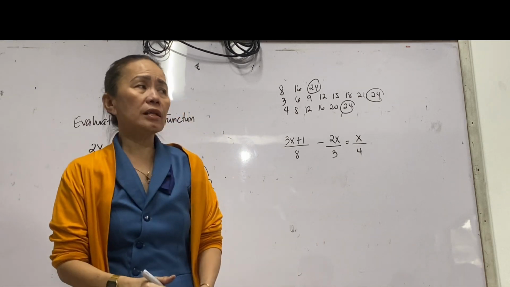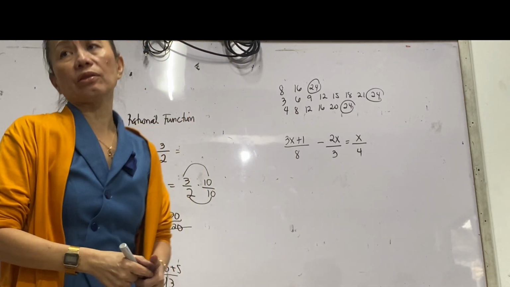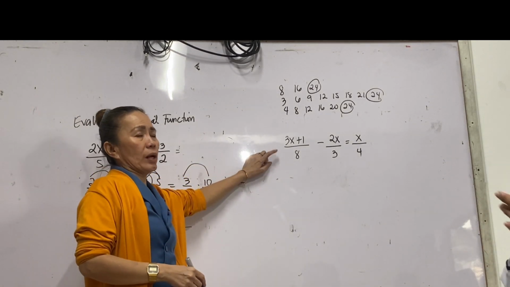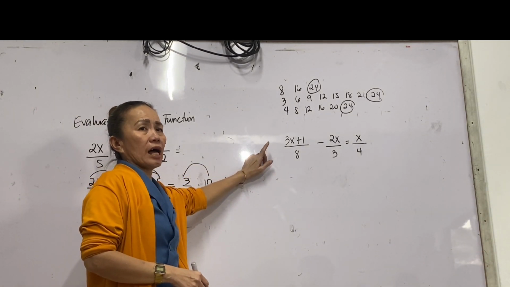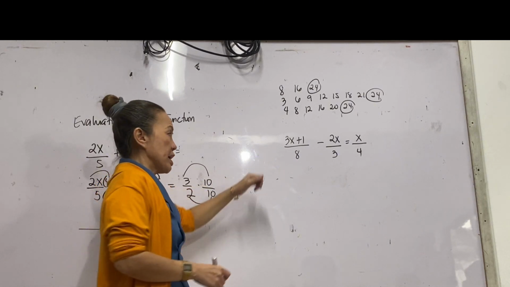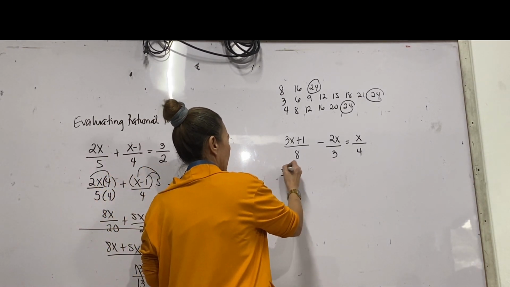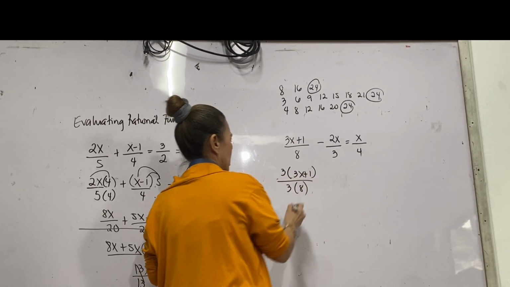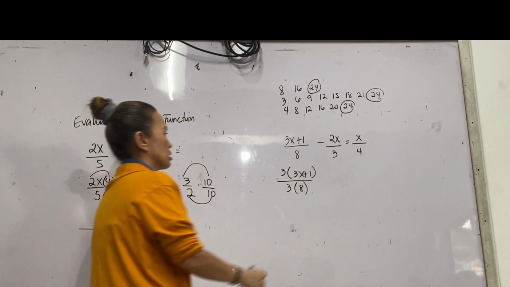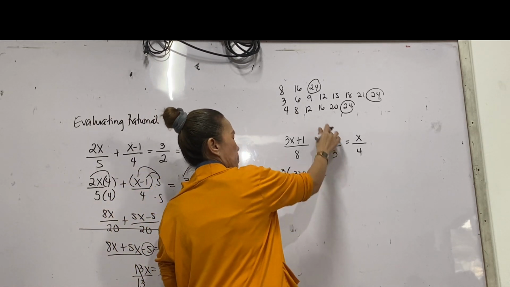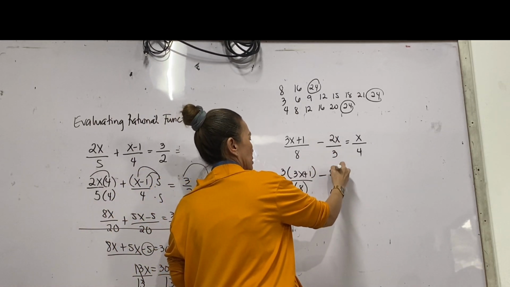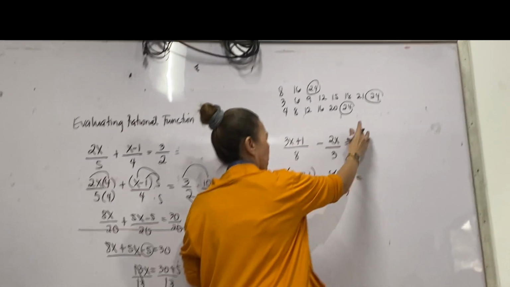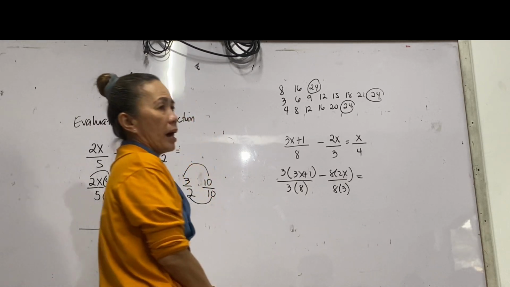So, find a way to make our denominator equal to 24. How we will make 8 equal to 24? Up and down multiplied by 3. So, kahit dito na natin ilagay 3x plus 1 over 3 times 8. Okay, minus up and down multiplied by 8. Up and down multiplied by 6.